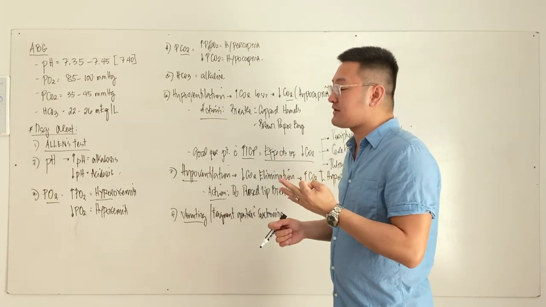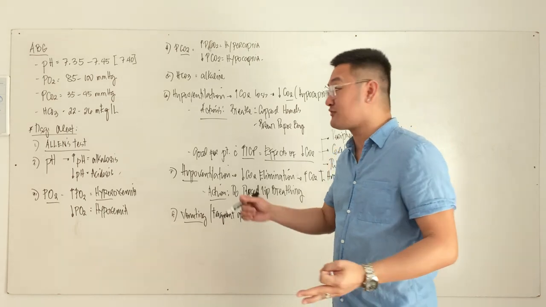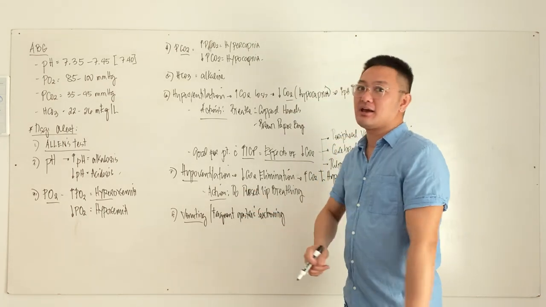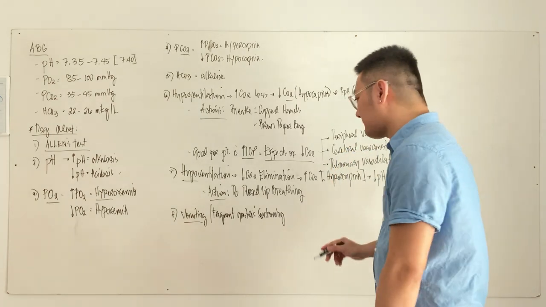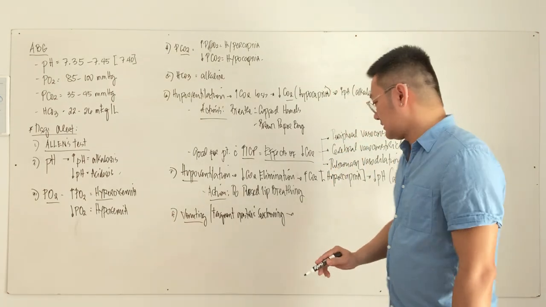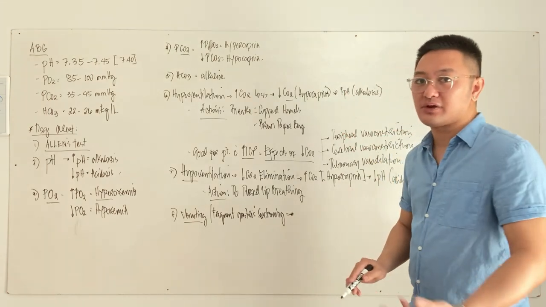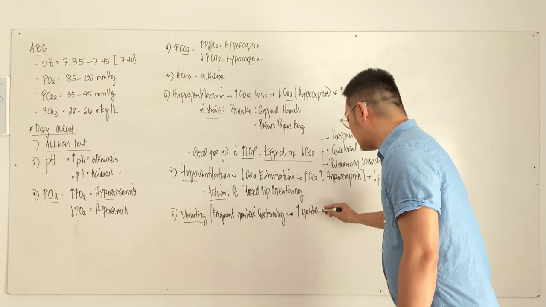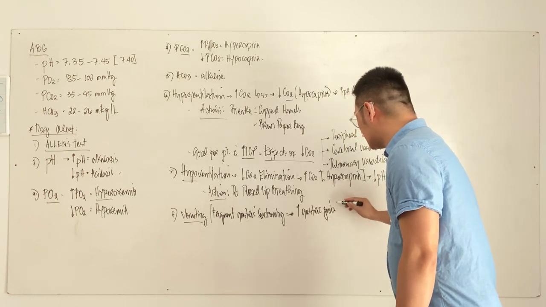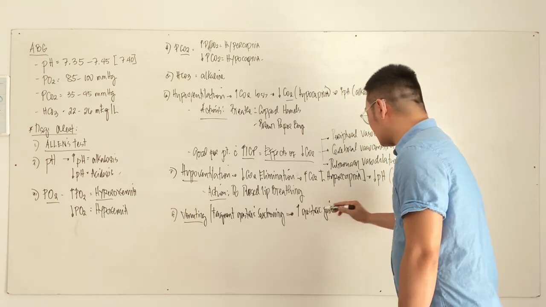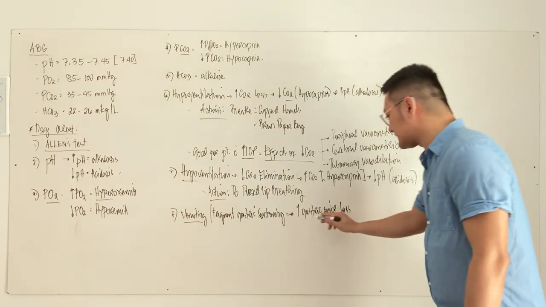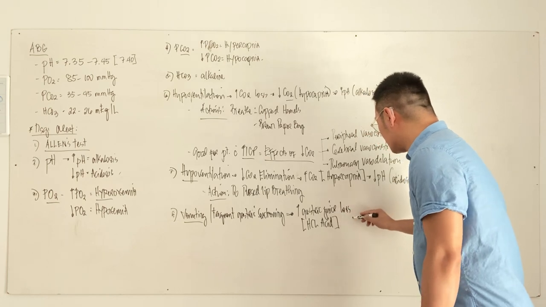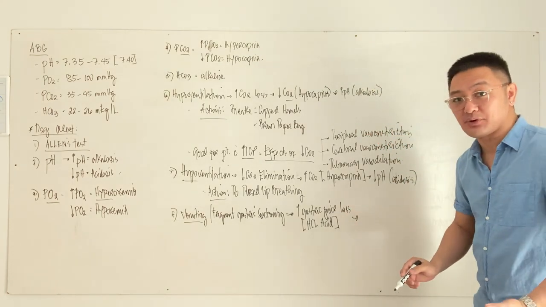So apart from fluid and electrolyte imbalances, when you vomit a lot, you will also end up having acid-base imbalances. How did it happen? A patient who vomits a lot, or who has frequent gastric suctioning, has increased gastric juice loss. When I say gastric juice loss, pay attention to the hydrochloric acid. So when you lose the hydrochloric acid, what will happen?